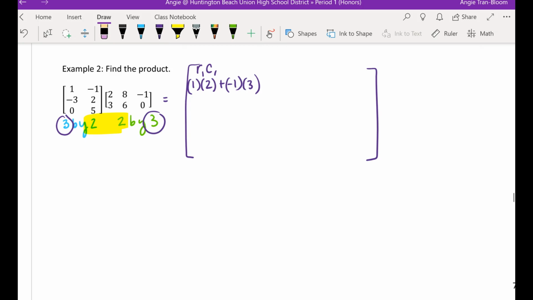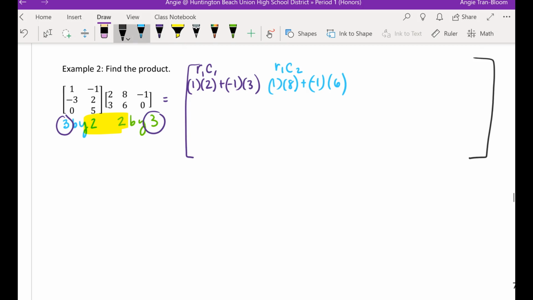Oh my, I might need to expand this a little bit. Then row 1, column 2. So it's going to be 1 times 8 plus negative 1 times 6. Okay, I need to expand this a little bit, and all the way over there. Then next I need to do row 1, column 3. So 1 times negative 1 plus negative 1 times 0. So the more you do it, the quicker you get. And when you get so good, you don't even have to write this out. You can just do all the basic math in your head.